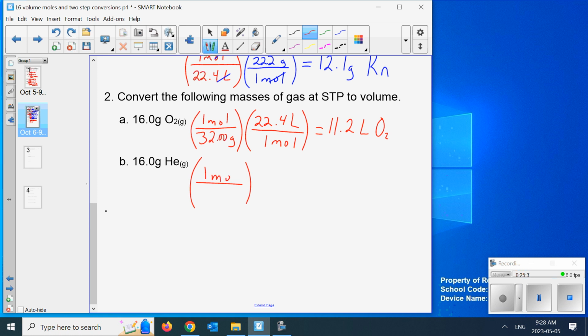Helium. I want to keep moles. I want to get rid of grams. So helium is, and I look it up, 4.00. I want to keep liters, so I'll put it on the top. 1 mole, 1 mole. Infinitely correct. Okay. So 16 divided by 4 is 4. Put 22.4. 89.6. 3 digits, that's good. I've got liters of helium gas.